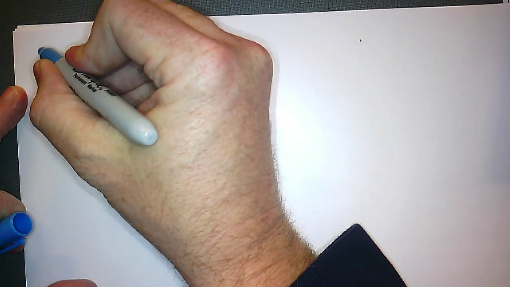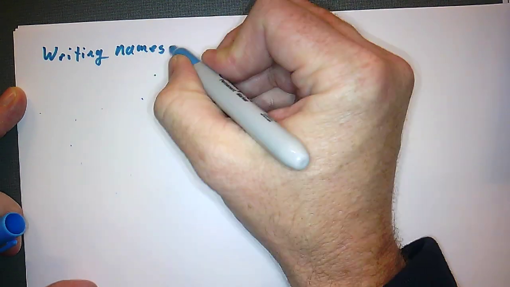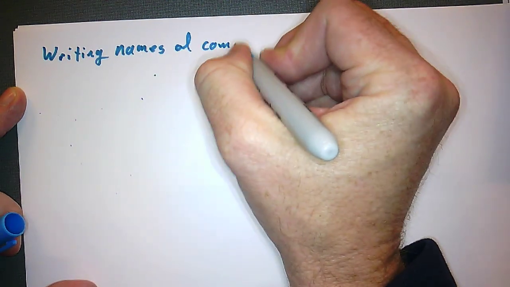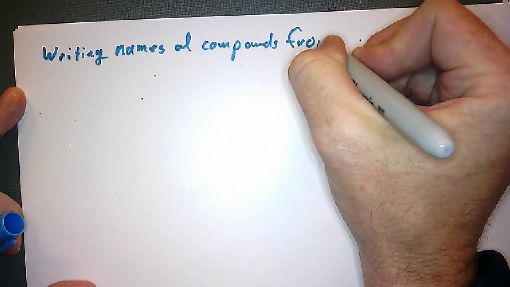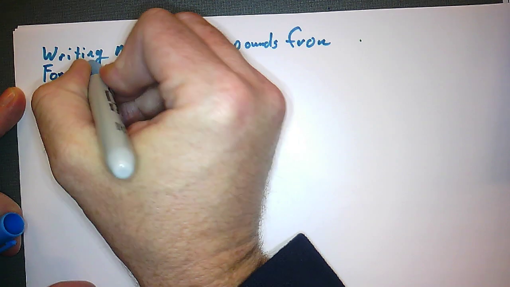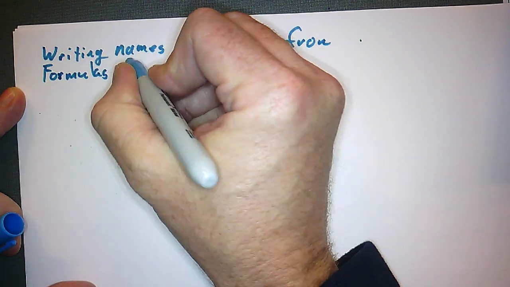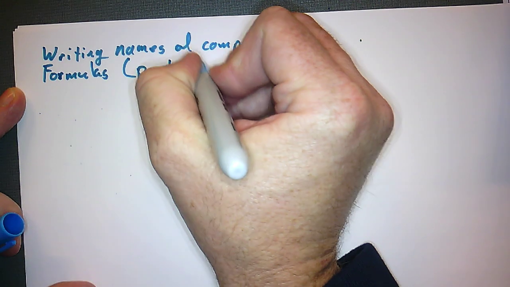All right, so this is going to be writing names of compounds from formulas, part 1. Okay? Is that showing up? Good.